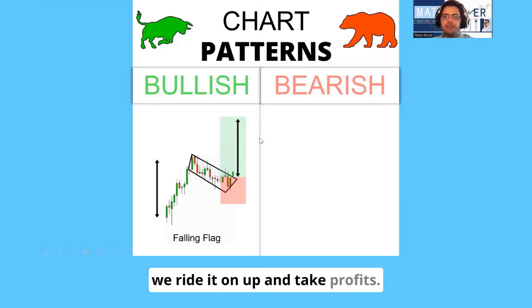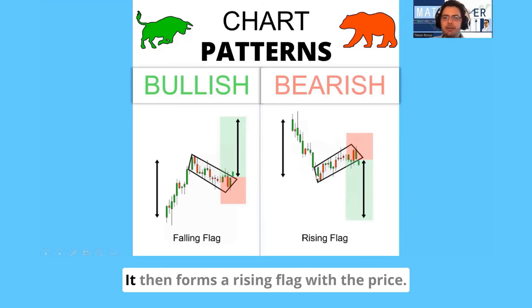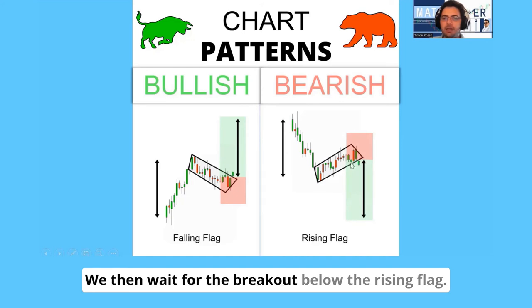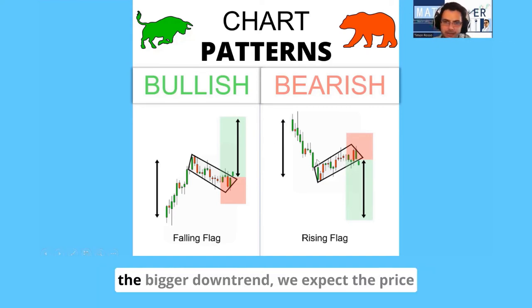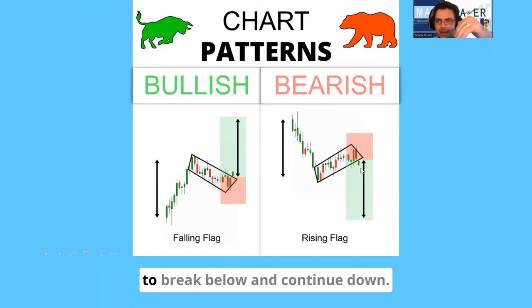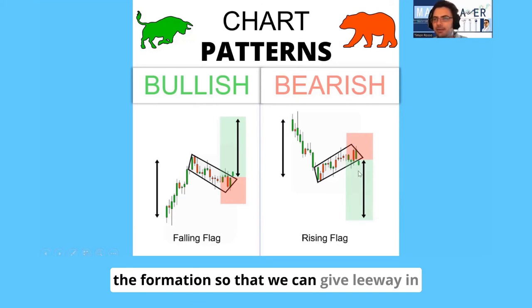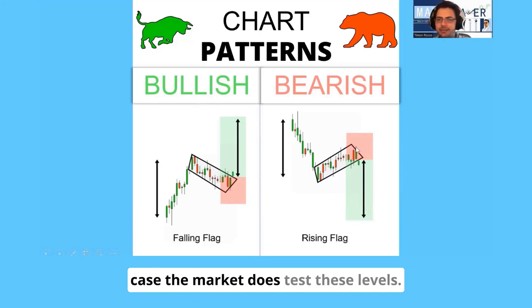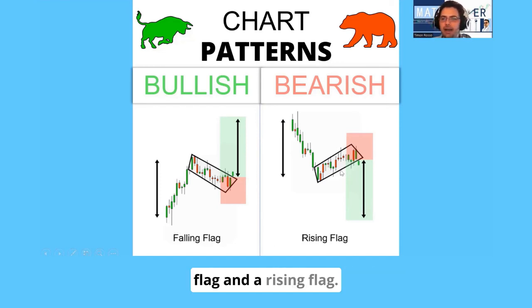up and take profits. The rising flag is where there is a downward trend line. It then forms a rising flag with the price. We then wait for the breakout below the rising flag, and then we expect the price to continue down. When there is a small recovery within the bigger downtrend, we expect the price to break below and continue down. As always, we set our stop loss just above the formation so that we can give leeway in case the market does test these levels. So that's the difference between a falling flag and a rising flag.